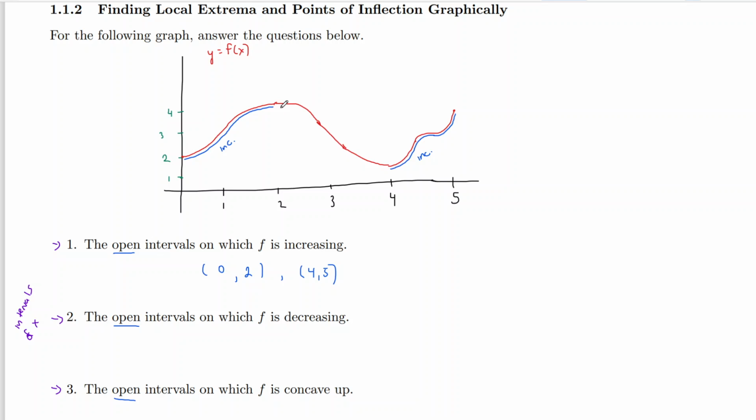All right, now where is it decreasing? Well, we kind of did that as we went through it, but it's just decreasing where it's going down as we go to the right. So from 2 to 4, x equals 2 to x equals 4. And there's only one interval where it's decreasing, so that's it.